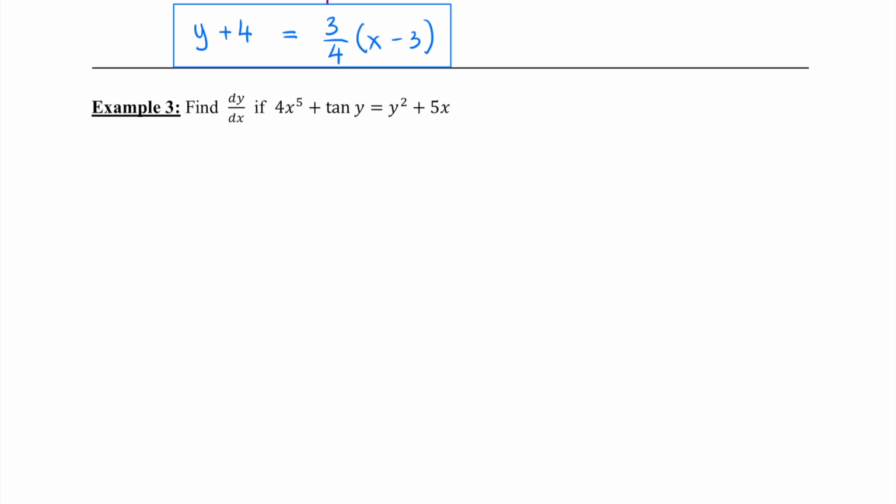Now, let's look at another example. Find dy over dx if 4 times x to the 5th plus tangent of y equals y squared plus 5x. Again, notice that y is mixed in the equation, so we'll use implicit differentiation. First, differentiate both sides with respect to x.